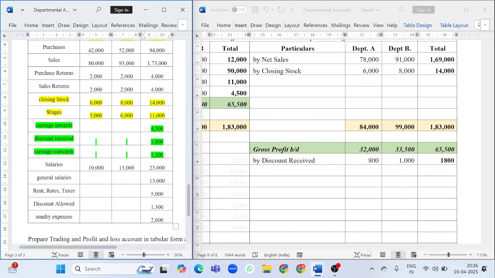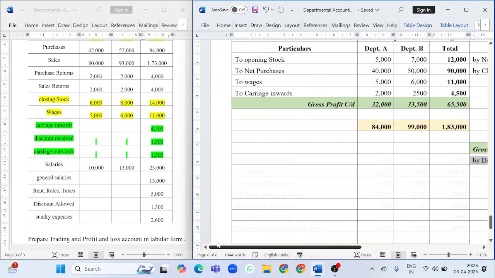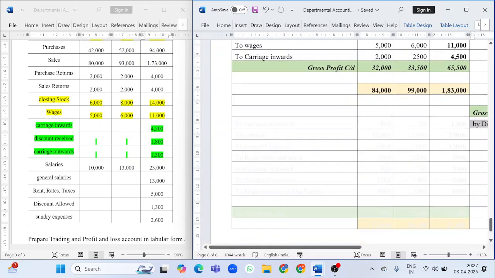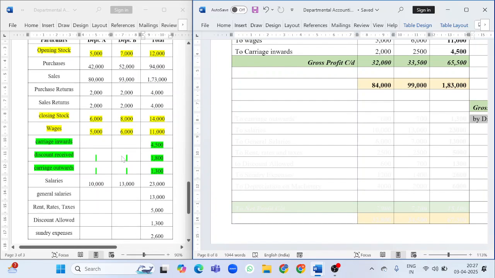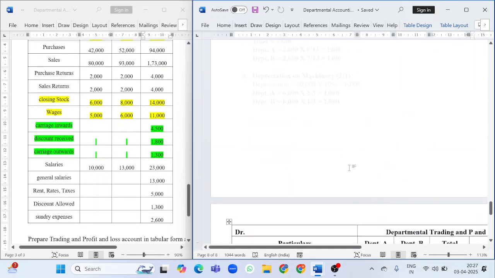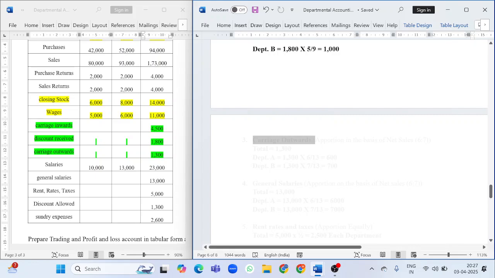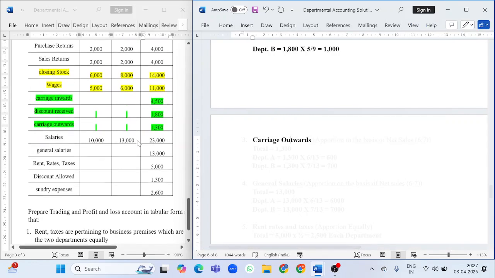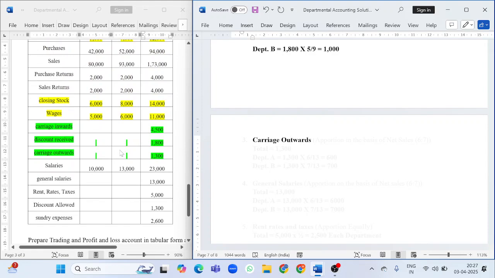Carriage outwards. So carriage outwards is again an expense. When it is an expense, we will always show it on the debit side of the P&L account. But again, it is a common expense, we have to divide it among Department A and Department B. So let us try to divide carriage outwards. Let us check the additional information. They have not told anything about carriage outwards. When they have not told anything, we will have to follow the general rule.